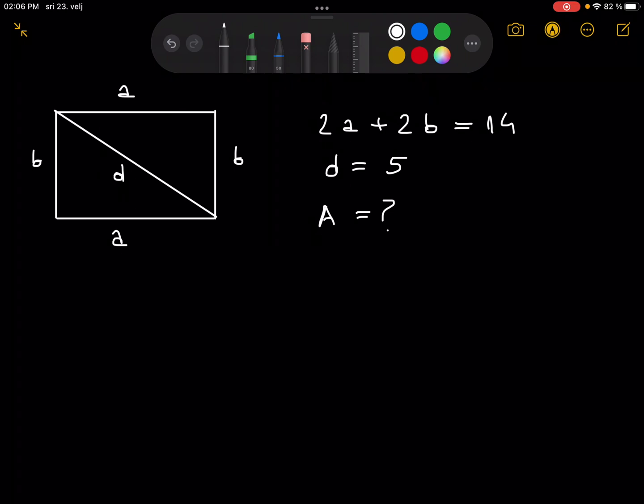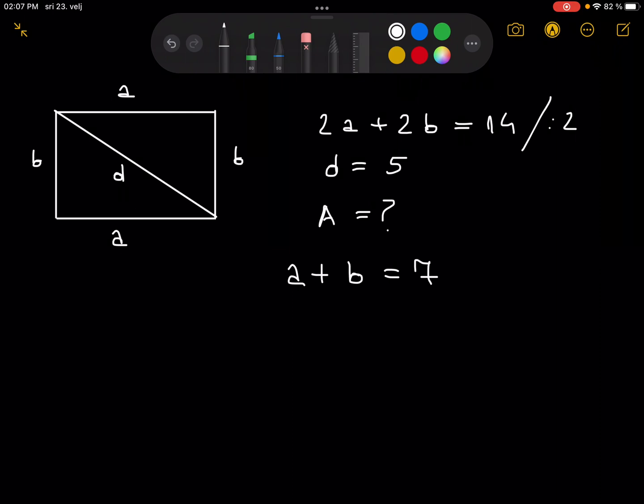So the perimeter of a rectangle is 2 times A plus 2 times B, with A and B being its mutually perpendicular sides. Their sum is equal to 14. So we can divide everything by 2, and that will give us that A plus B is equal to 7.